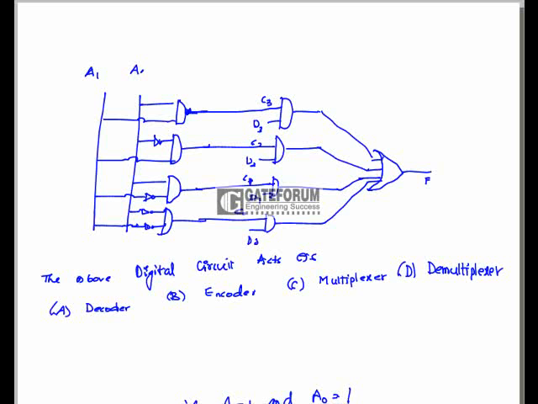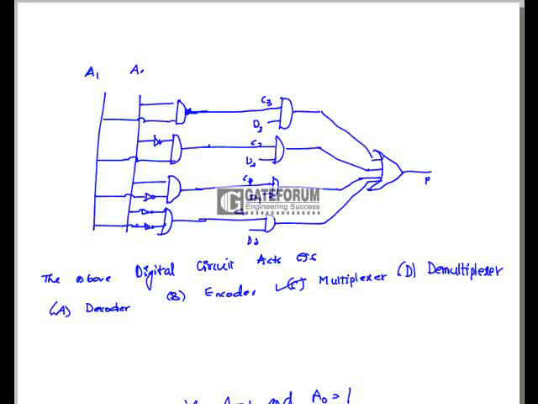Here the circuit is given in the figure. We have to decide what kind of function it's going to perform, whether it is going to perform decoder or encoding or multiplexing or demultiplexing. See here, depending upon the A1 and A0, D3 or D2 or D1 or D0 are going to be passed. Only one of those is going to be passed, means it acts as selection lines, so it is a multiplexer. So option C is correct.